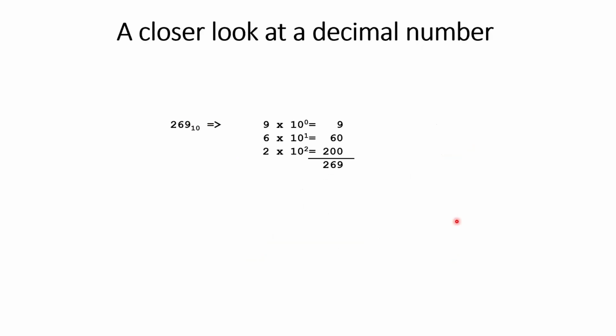A closer look at a decimal number. So here, what is a weight? Every digit in a number has a weight depending on its position. In here, the 9 is in position 0, the 6 is in position 1, and the 2 is in position 2. So that's why 9 is multiplied by 10 to the power 0, 6 multiplied by 10 to the power 1, and 2 multiplied by 10 to the power 2. And 10 is the base.